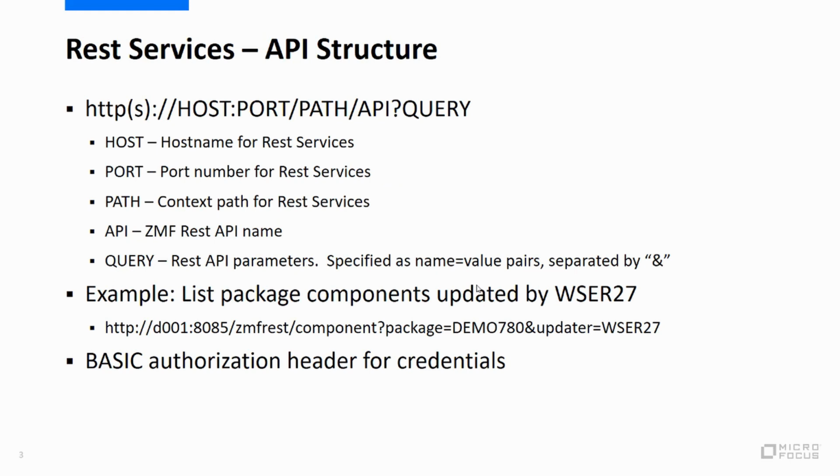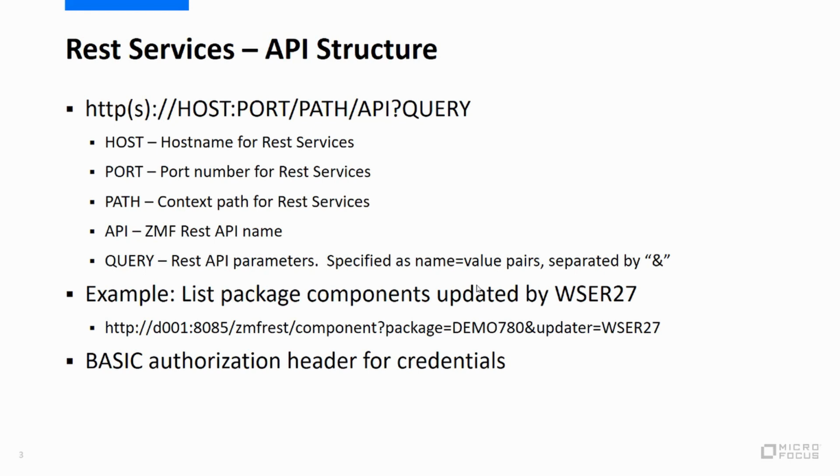What do the APIs look like? Standard URLs. The host, port, and path components will be configured by your ZMF administrator. The API part is the specific REST API name that you want to call. Query represents the REST API parameters. They're specified as name, value pairs, and separated by an ampersand.